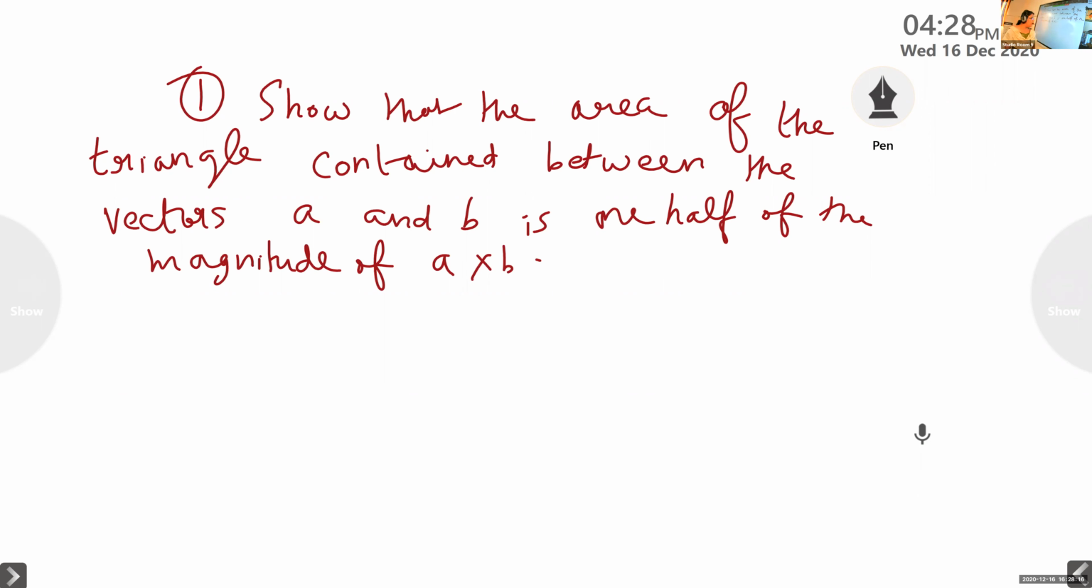So we have to prove area of the triangle contained between the vectors. So we have a diagram, a triangle with the vectors. Let us have the triangle PQR. It makes an angle theta. And we consider PQ is vector A and PR is vector B. And small letters a and b are the magnitudes of vector A and vector B.